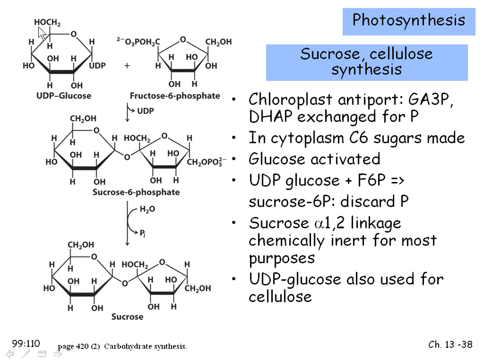The other thing we can use the UDP glucose for is to make cellulose, which is, again, a linear and branched polymer of glucose. Starch and cellulose are both polymers of glucose, but they differ in their linkages, right? Okay.